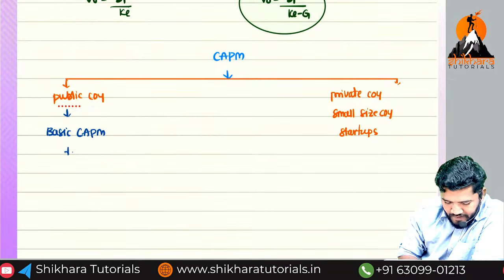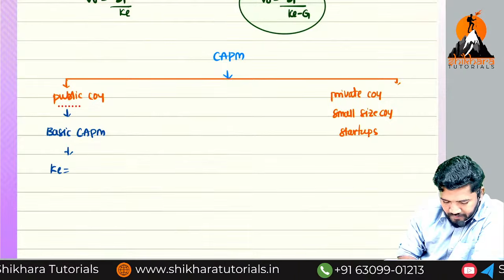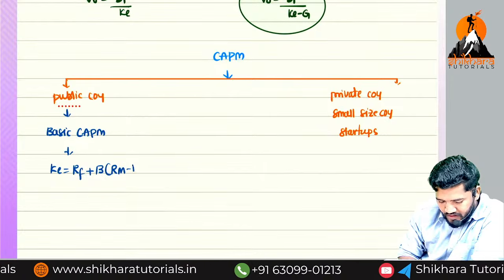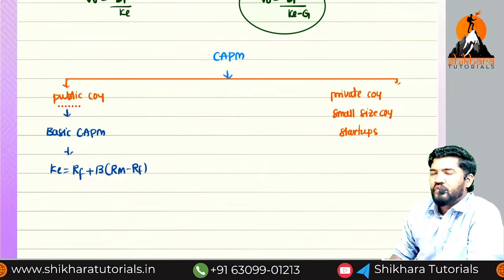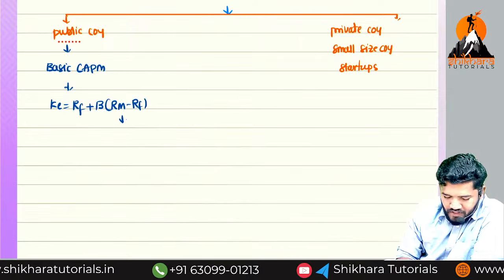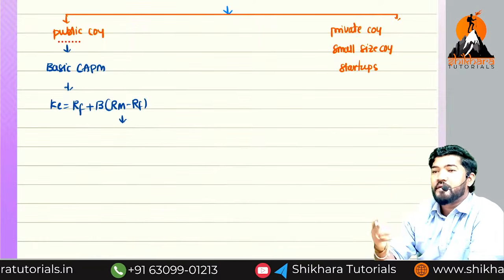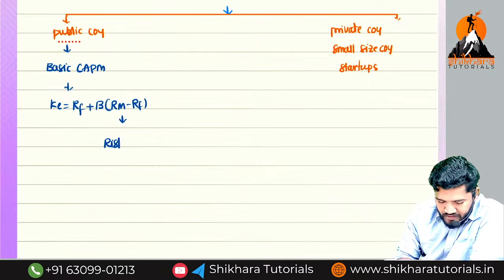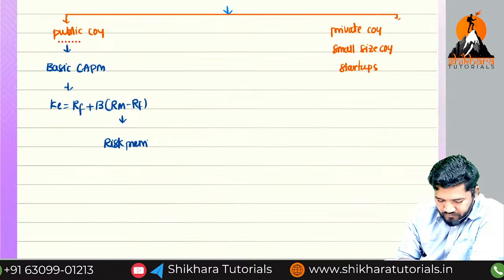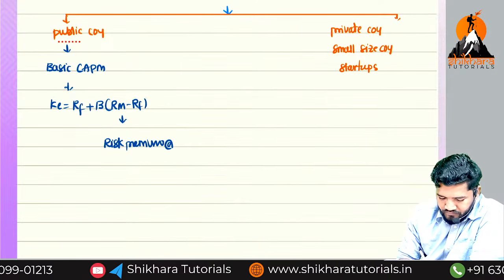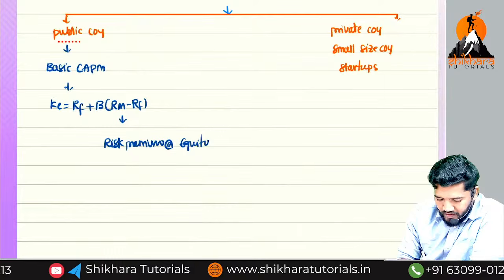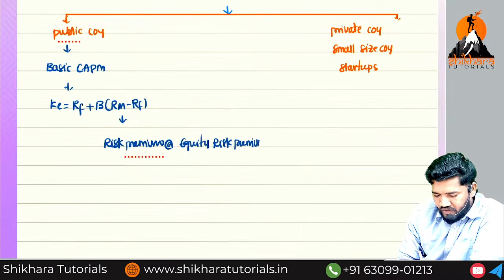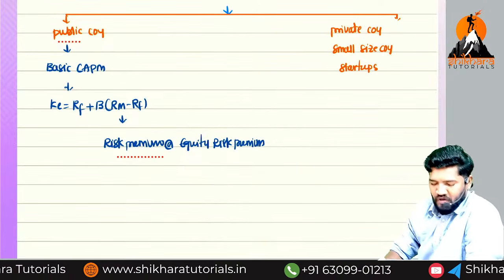What is the basic CAPM? What do you already know about the CAPM? RF plus beta into RM minus RF. Now in inter level we learned that sometimes instead of RM minus RF they will give the risk premium value directly. Yes or no? Now this risk premium is also known as equity risk premium. Okay.